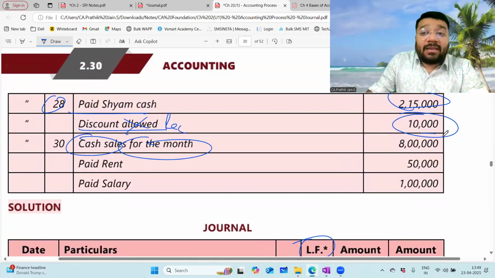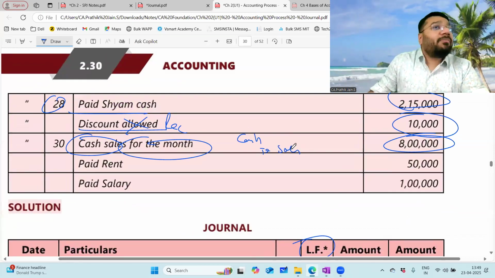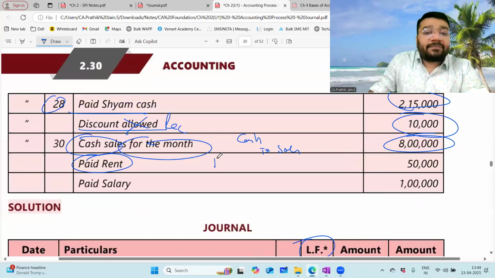Cash sales for the month. Cash account debit to sales. Any problem? No problem. Paid rent. Rent account debit to cash or bank? Bank. Rent to bank. Paid salary.